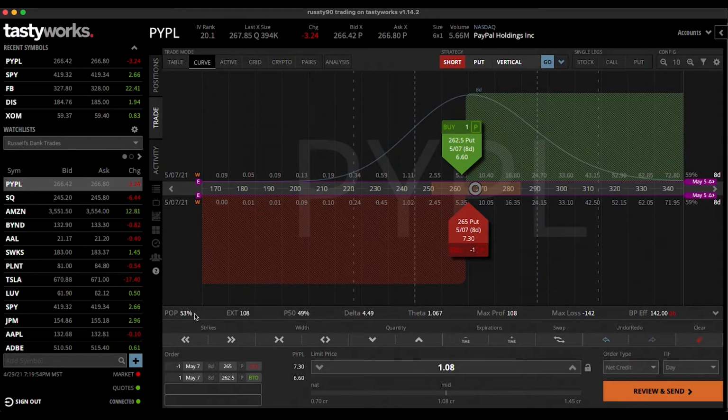Up here, this is probability of profit, which is stupid. This is delta, this is theta, this is max profit and max loss, and this is your buying power effect, so how much money it costs to enter this trade. Usually it takes the max loss plus the broker fee. This one has a $5 fee to enter, none to exit.